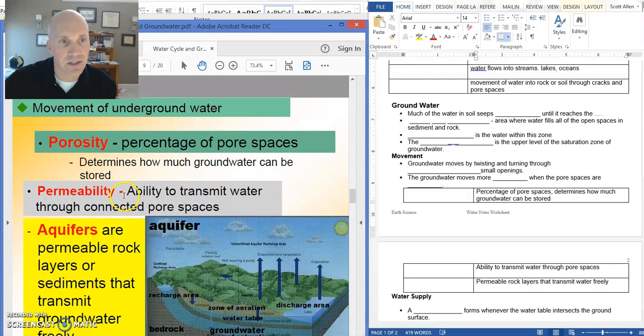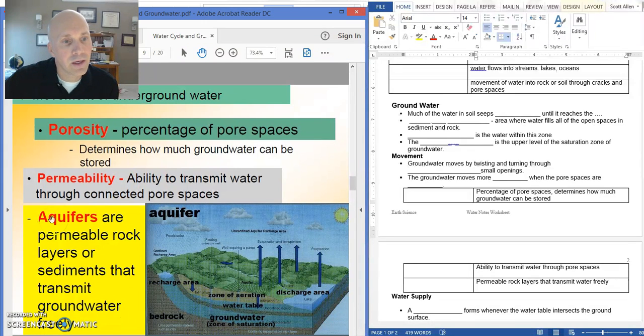And one thing that's very important for groundwater are these things called aquifers. Aquifers are permeable rock layers or sediments that transmit groundwater freely.